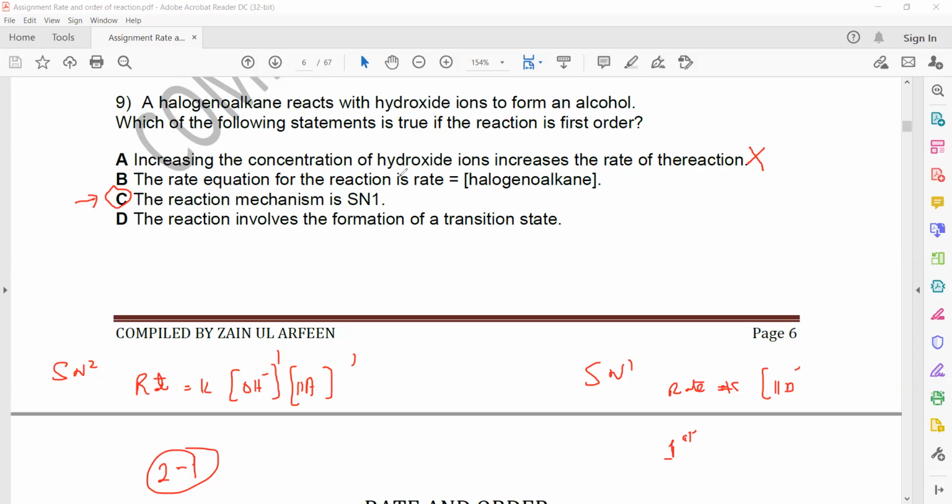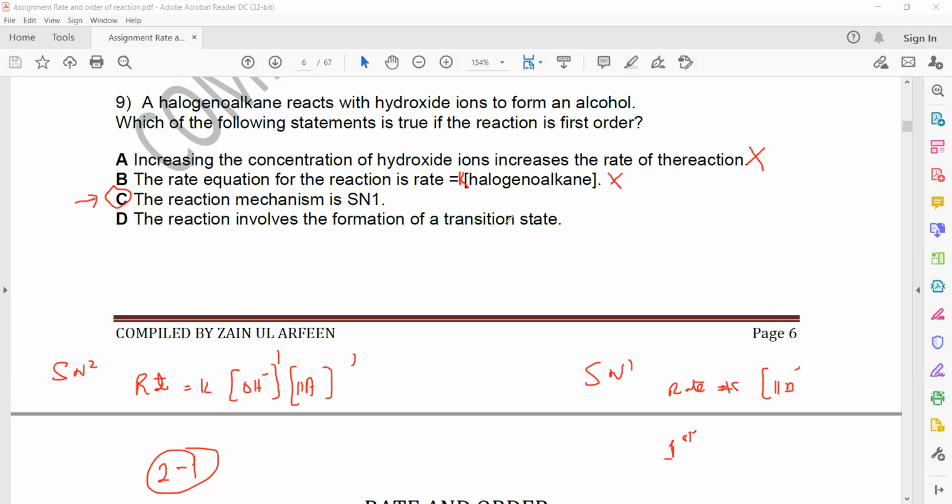The rate equation is rate equals the concentration of halogenoalkane. What is the mistake here? Very small mistake. They did not write K here. There should be a K because it's an equation. So when an equation is there, we replace the proportionality with equals and a constant. That's why B is not right.